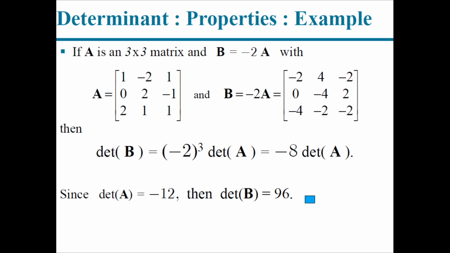So an example: here I have a 3 by 3 matrix A, and I produce matrix B by multiplying A by negative 2. So this is my matrix B. So I have A and get B by negative 2 times A. The determinant of B will be negative 2 to the power 3 times the determinant of A. Because each time I multiply a row by negative 2, I multiply the determinant of A by negative 2. So I multiply row 1 and row 2 and row 3. So it's negative 2 times negative 2 times negative 2 times the determinant of the old matrix A. So I can compute the determinant of A, it's negative 12, so the determinant of B will be just negative 12 times negative 8.